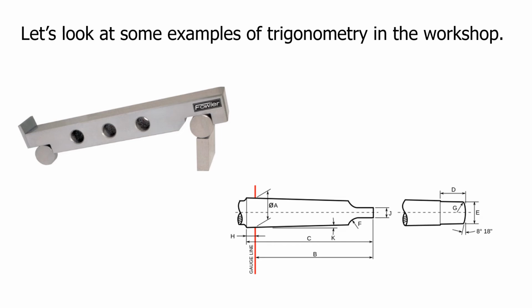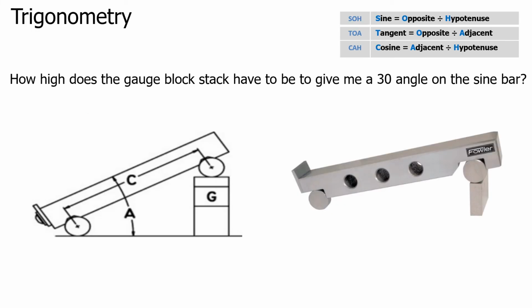Let's look at some real life trigonometry problems that we'd need to solve in our day-to-day activities in a machine shop. Here is a sine bar. It's a common tool used to set angles on milling machines and drill presses. I need to mill a 30-degree slot on a workpiece. What size slip gauge do I need to put on the sine bar to give me 30 degrees?